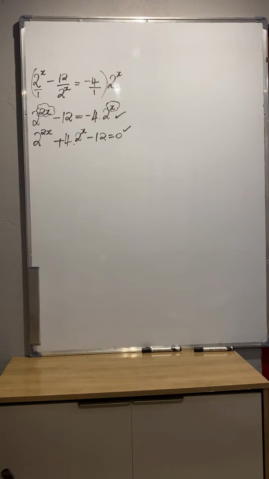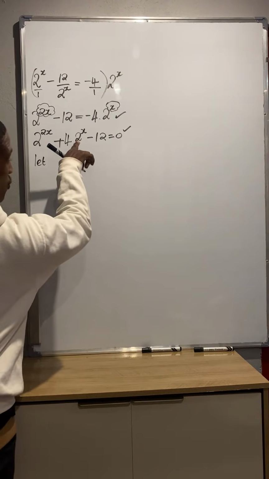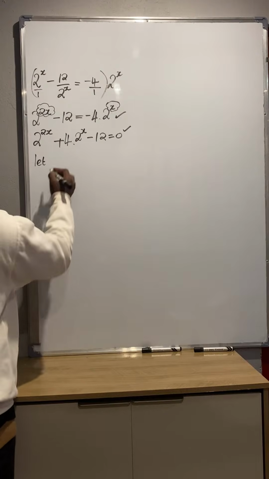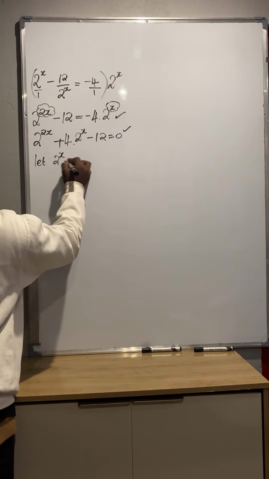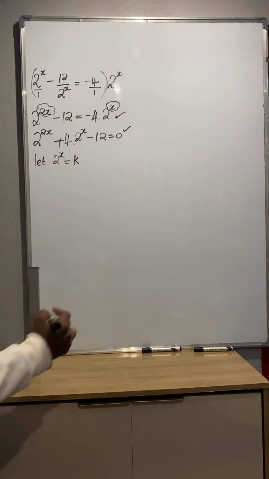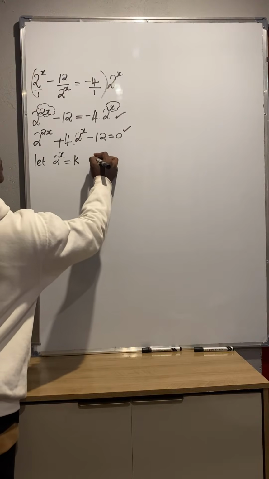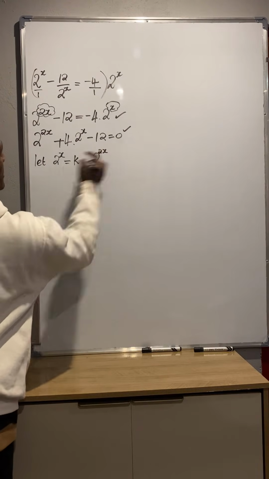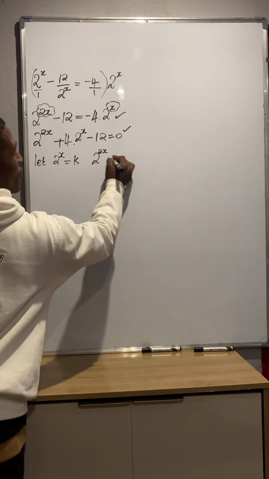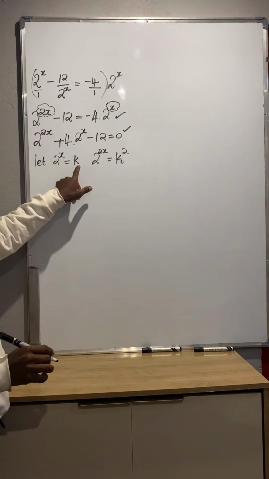After this, you say let. You say this one, the one in the middle, family. You are going to say let 2 to the power of x be equal to k. Then, automatically, if this is 2 to the power of 2x, now this one is doubled here. We also double the exponent here. Therefore, it's going to be k squared.